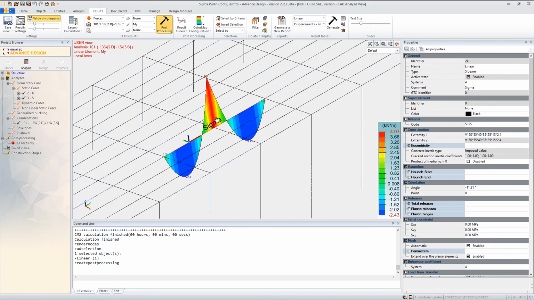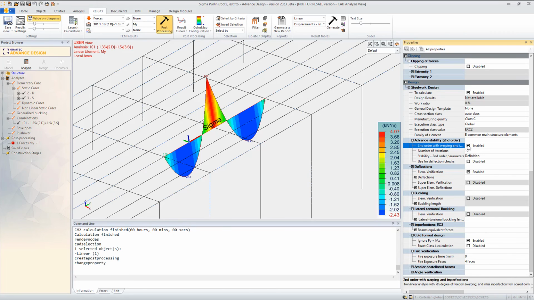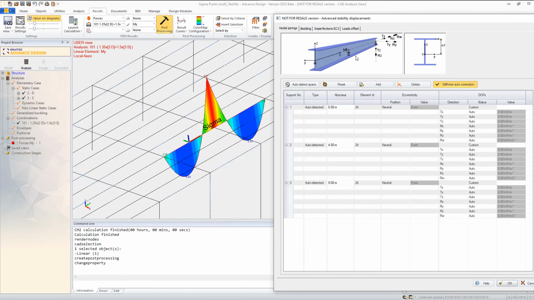But to design a purlin, you are allowed and you are advised to introduce the stabilization you will get from the roof, because the roof can stabilize a member, providing a torsional restraint, and we will do that in the advanced stability dialog again. So make sure advanced stability is enabled, and we will define, so first we will define the nodal supports we might have.